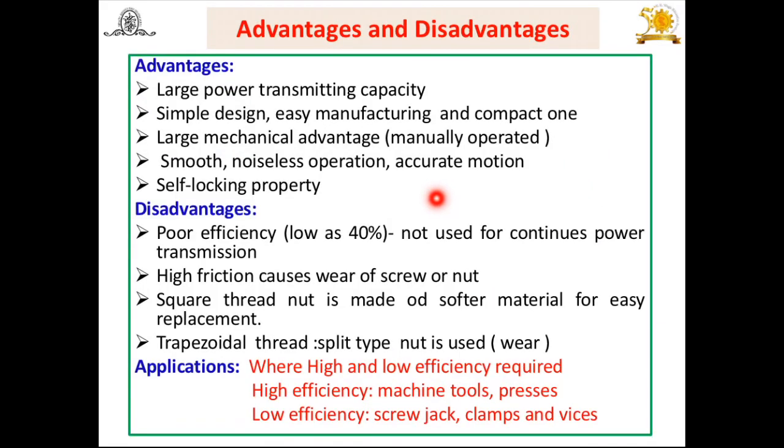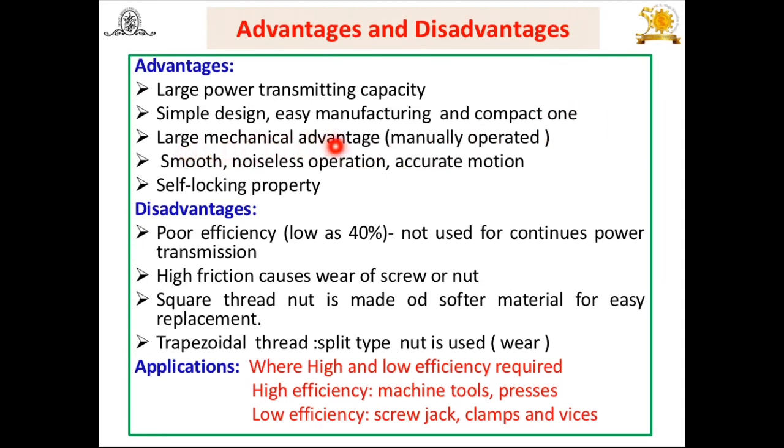Advantages. So what are the advantages of power screw? You will find large power transmitting capacity. It is one of the major advantages. The second one is that the design is very simple, with only three components. One is the screw, the second is the nut, and the third is the body which is used to hold the nut or screw. Then easy manufacturing, because of simple components, and it is compact.